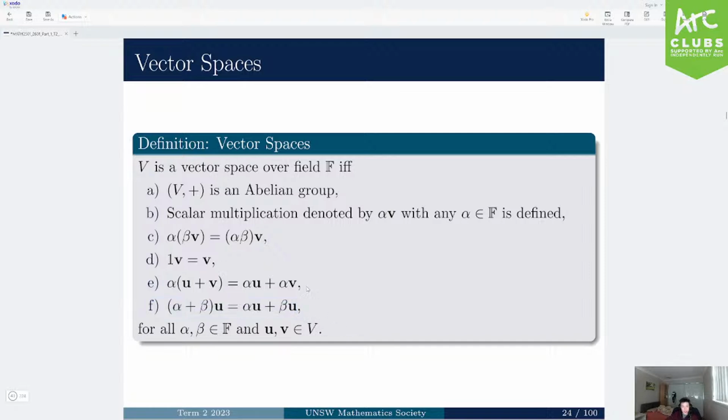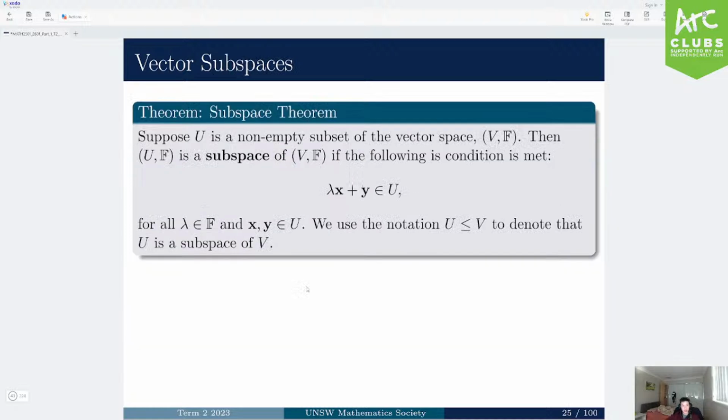Usually, in exams, they won't really ask you to prove something is a vector space. It's more common they ask you to prove that something is a subspace, which gets us on to the next little theorem. Okay, the subspace theorem. Again, suppose that U is a non-empty subset of the vector space V over F.